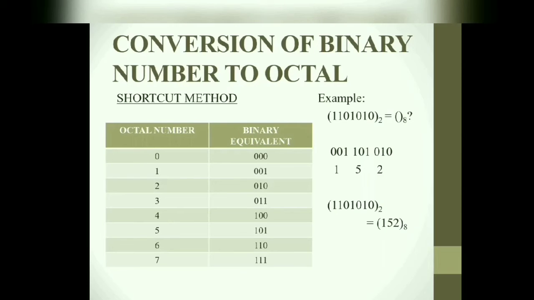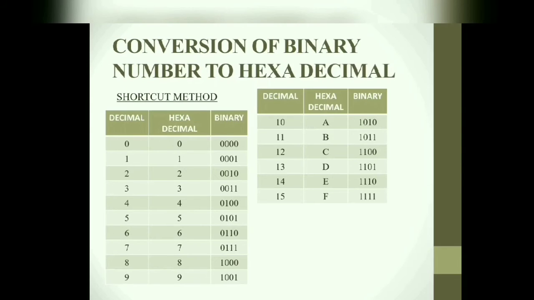Conversion of binary number to octal. I am introducing a shortcut method. In this method, first divide the binary number into groups of 3. So here the binary number 1101010 is the binary number, and divide this binary number into groups of 3. So we divide it as 001, 101, 010, and convert each 3 binary digits into one octal number with the help of this table. So at last we got 152 is the octal equivalent of the binary number.